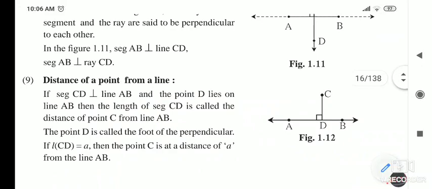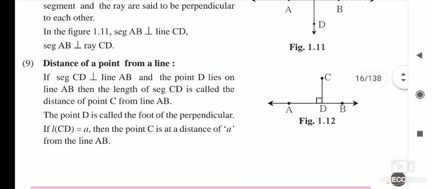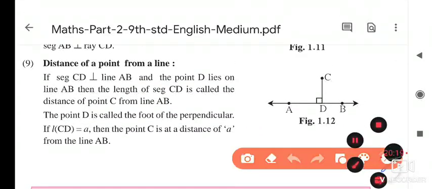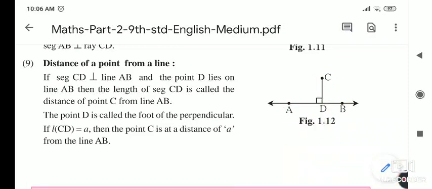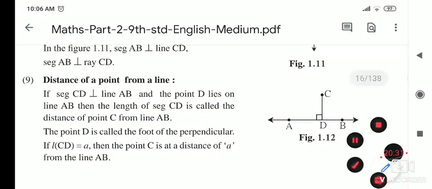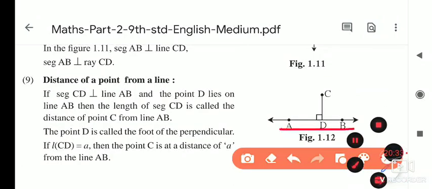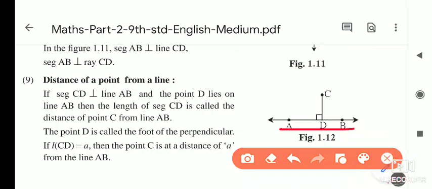Now the distance of a point from a line. I took a point C here, and if I draw the perpendicular on AB from this point C, then CD is the distance of the point C from line AB.